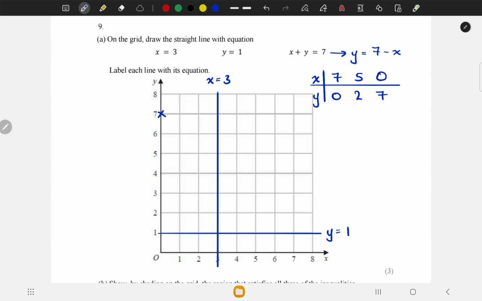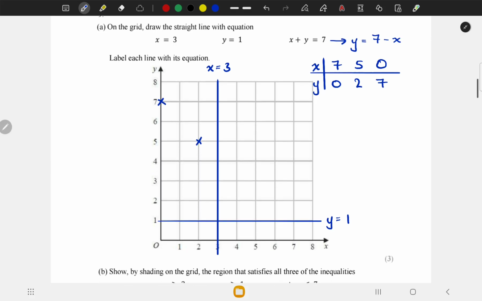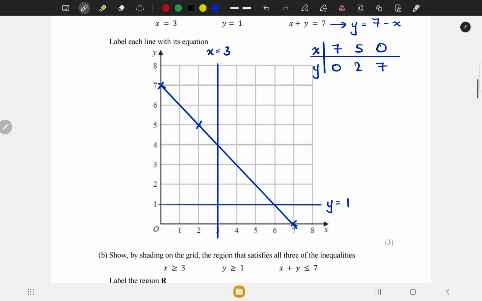Thereafter, I'm going to go ahead and plot these points over here, and then I connect using a straight line. You don't necessarily need to pick the ones I picked. You could pick any random three values and then always extend your line based on the size of the grid. So there we've answered that question. Let's not forget to label this particular line over here as well. This was given as x plus y is equal to 7.